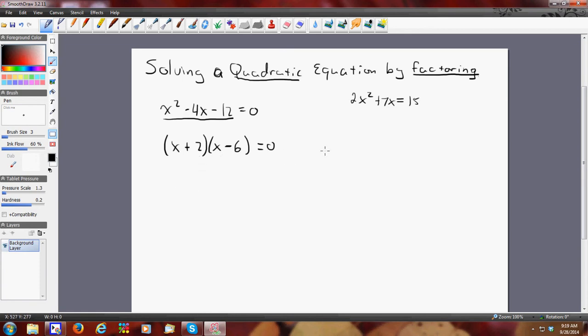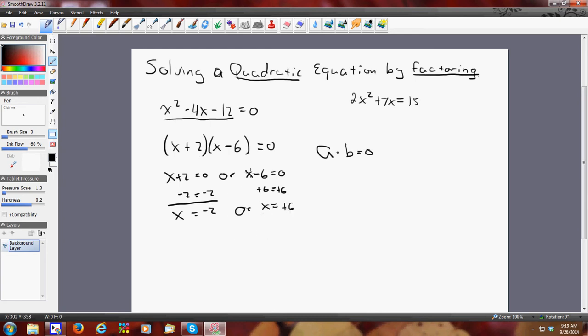And if you recall, if I had a times b equals 0, it doesn't matter what a is if b equals 0, because a times 0 equals 0. And if a equals 0, then it doesn't matter what b is, because 0 times b will equal 0. So I'm going to say that x plus 2 equals 0, or x minus 6 equals 0. When I do that, I subtract 2 from both sides and add 6 to both sides. I'm doing both equations simultaneously. I get x equals negative 2, or x equals positive 6.